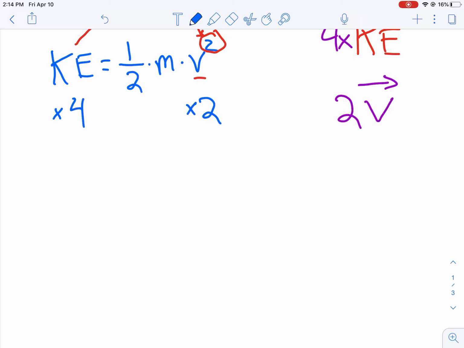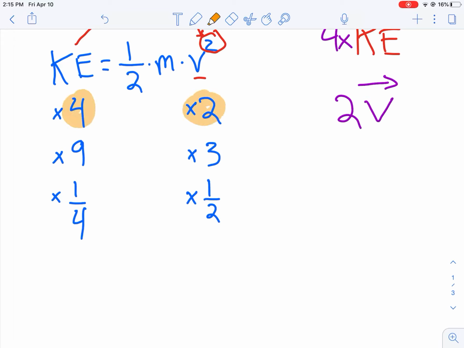Now, let me show you some other changes that you could have made to the velocity to see what the effect would be on the kinetic energy. If I had tripled the velocity, the kinetic energy would be multiplied by 9. If I halved the velocity, if I divided it by 2 or multiplied it by 0.5, the kinetic energy would quarter, or be multiplied by 1/4.